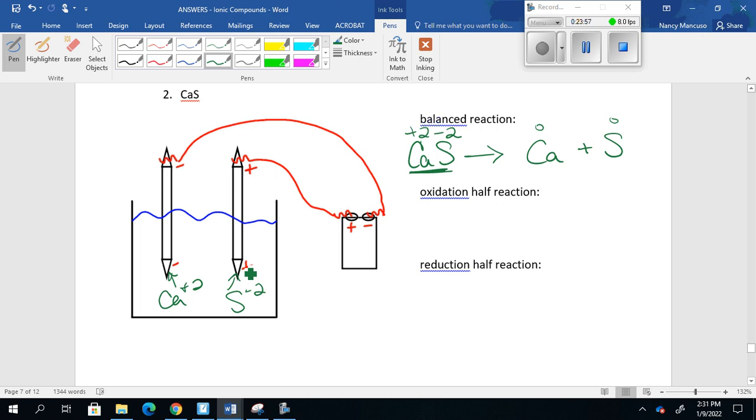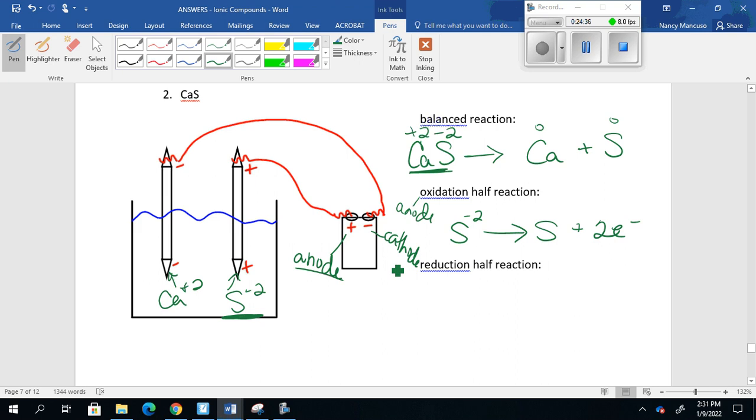My half reaction. So here, the positive is the anode, and this is the cathode. I know oxidation always happens at the anode. So over here, the reaction that happens is with the sulfur. So S⁻² becomes S by losing electrons. And to balance this out, it's going from a -2 to a 0. So it has to balance out with 2 negatives on this side and 2 negatives on this side.